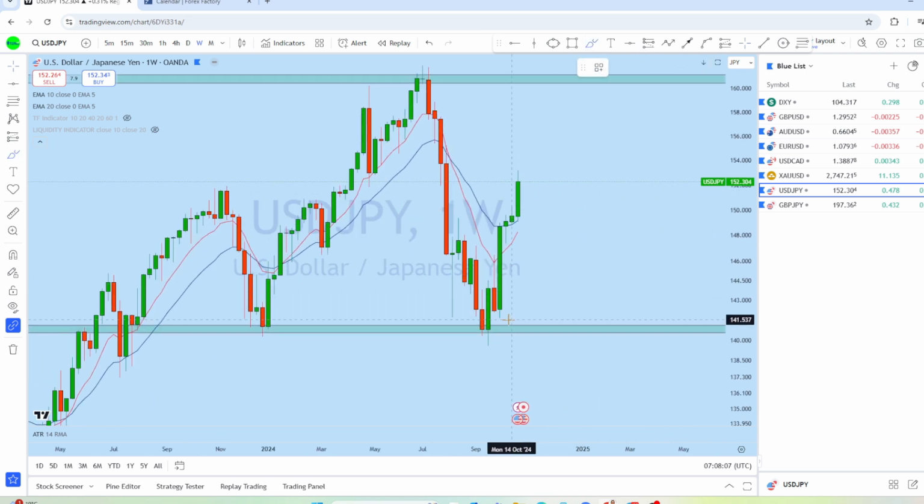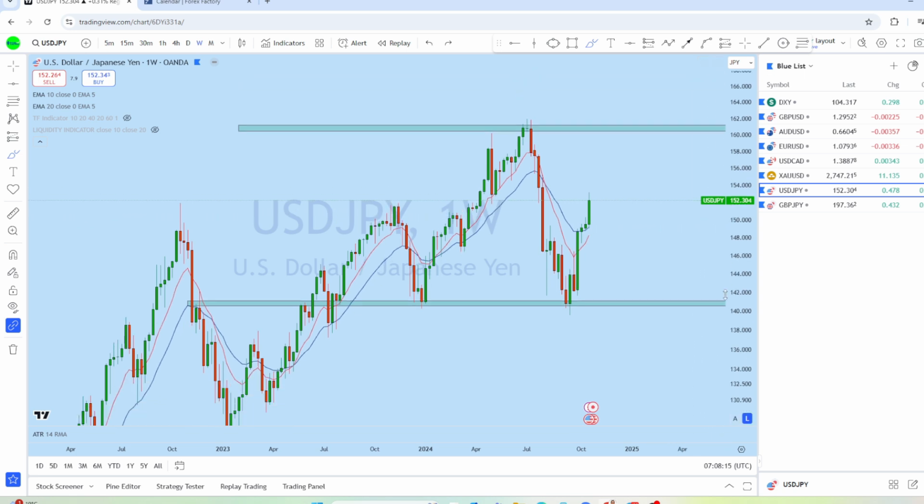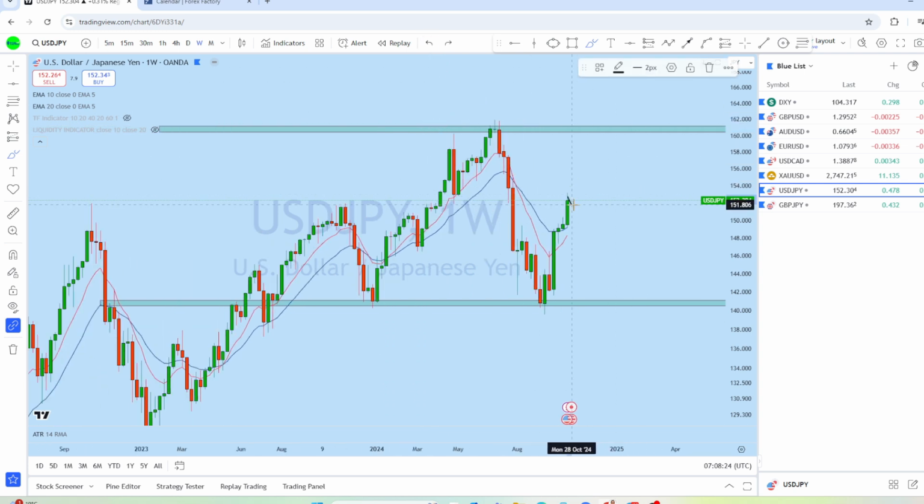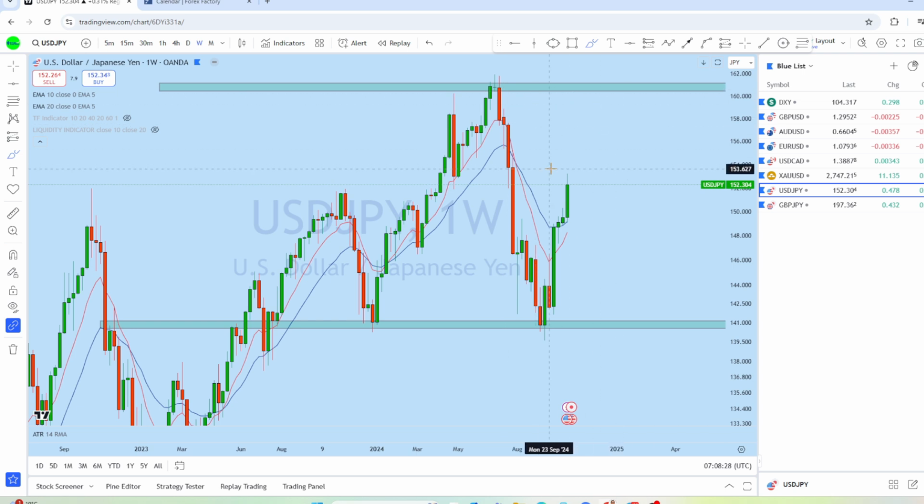Now looking at the weekly chart on dollar yen, this is a bullish engulfer on the weekly, followed by back to back 2 weeks of doji formation, and then another weekly candle. We may see the price remaining bullish to the upside to create a new higher high. There is an important level of resistance here, expecting dollar yen to move back up to create a new higher high.